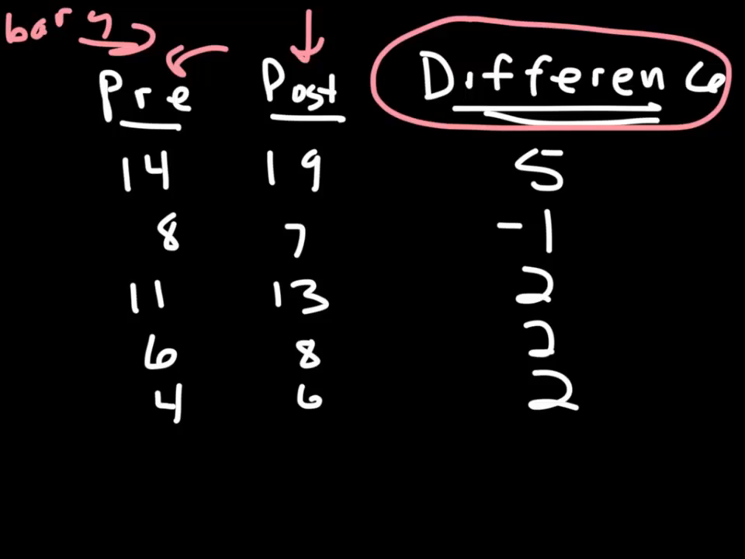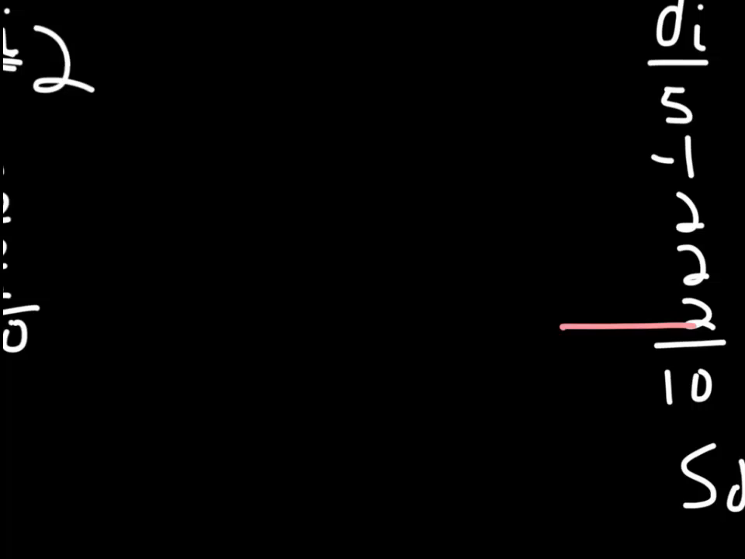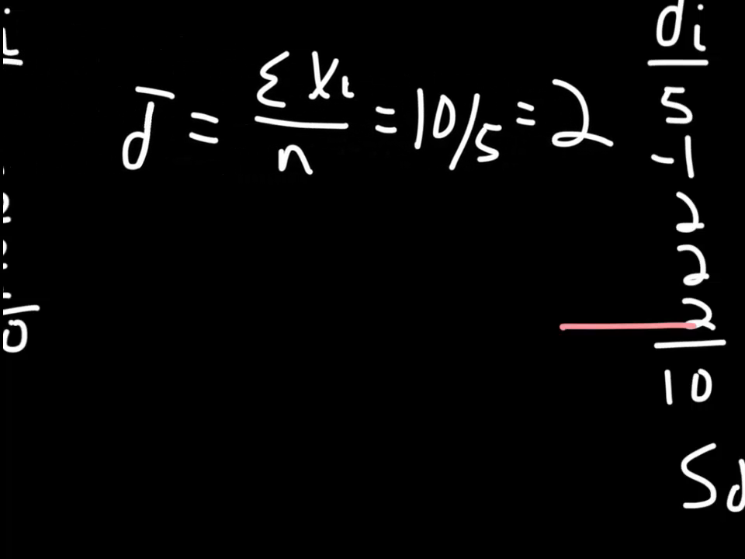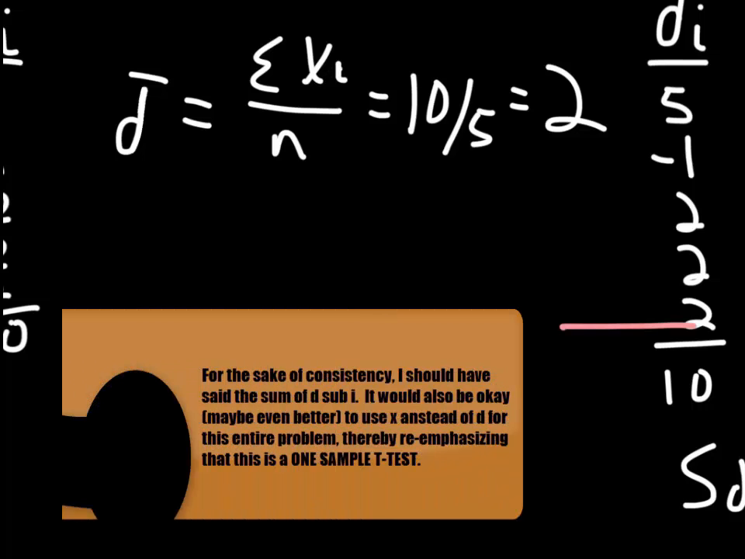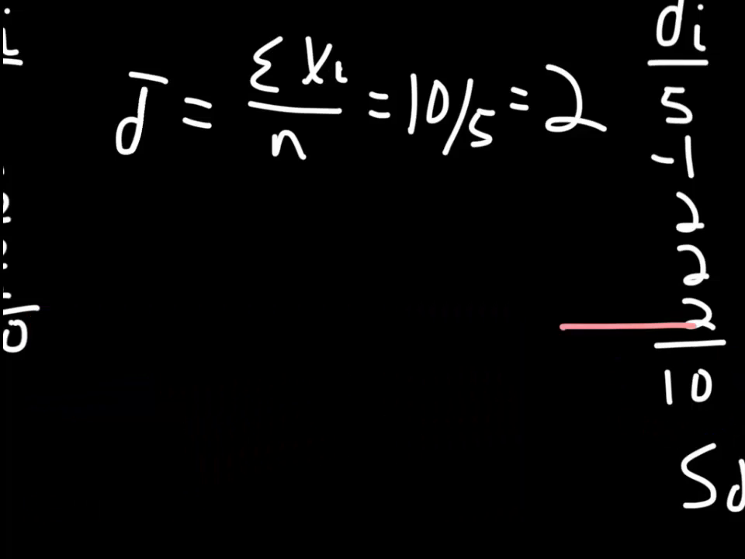So 19 minus 14 is 5. 7 minus 8 is minus 1. 13 minus 11 is 2. And I'll leave the rest of that math to you. So I have those differences, and I'm just going to compute the mean of those differences. D bar is equal to the sum of those differences. So we took 5 minus 1, 2, 2, 2, and added those up, and we got 10 right here. And so we just have the sum of those divided by the number of them, and that's equal to 2. So we have a mean of the D's, our D bar, is equal to 2.